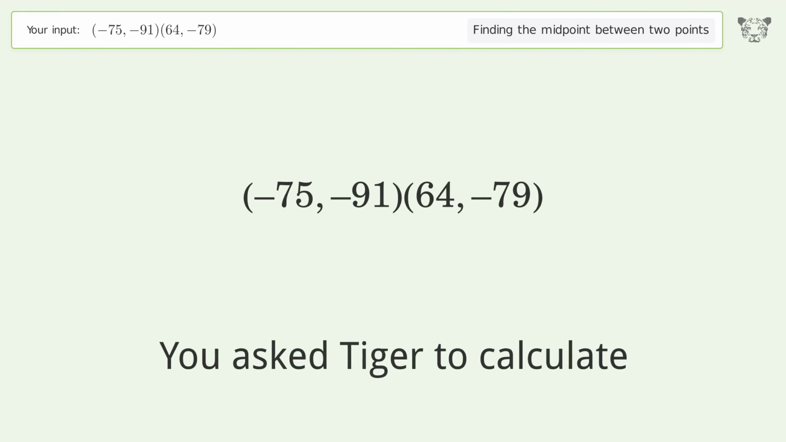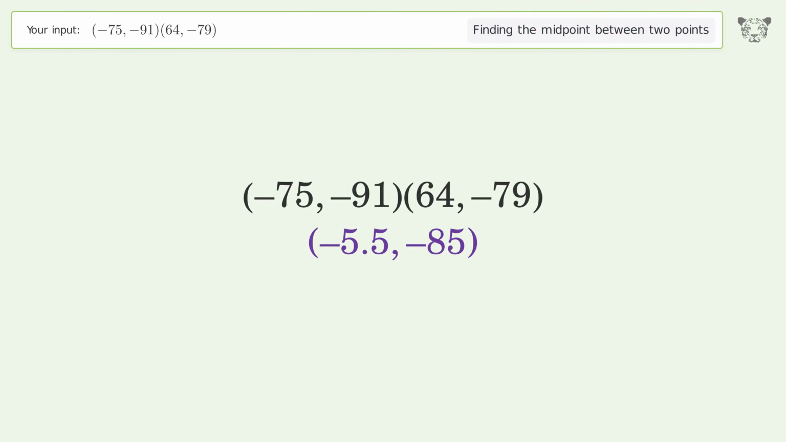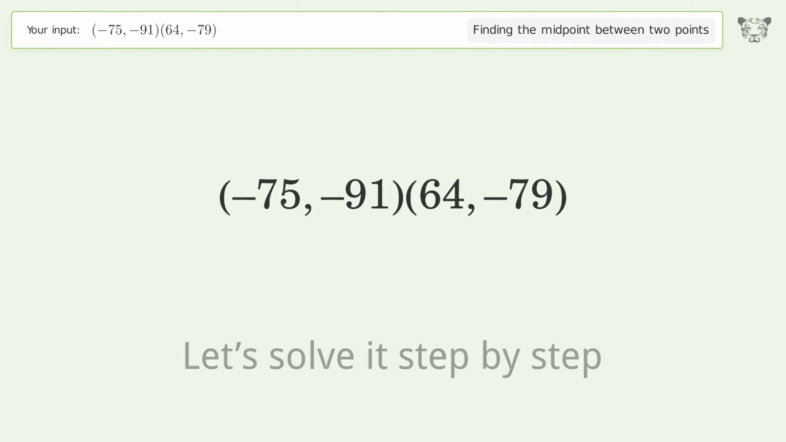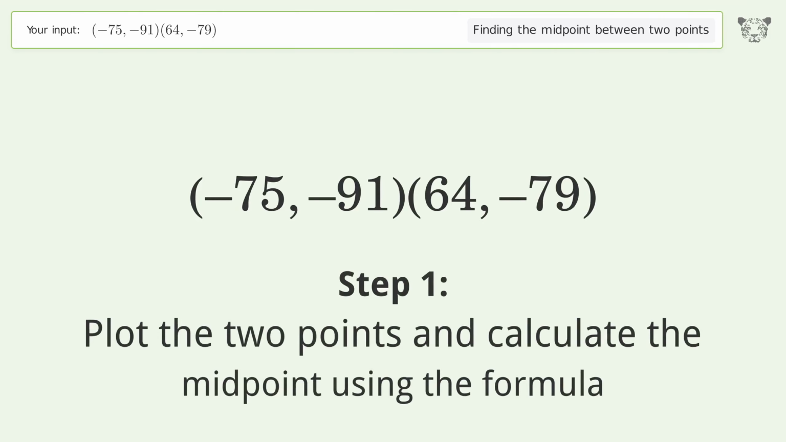You ask Tiger to calculate. This deals with finding the midpoint between 2 points. The midpoint between the 2 points is -5.5, -85. Let's solve it step by step. Plot the 2 points and calculate the midpoint using the formula.